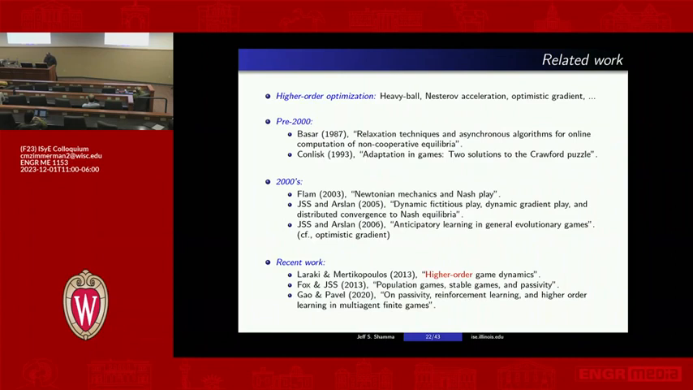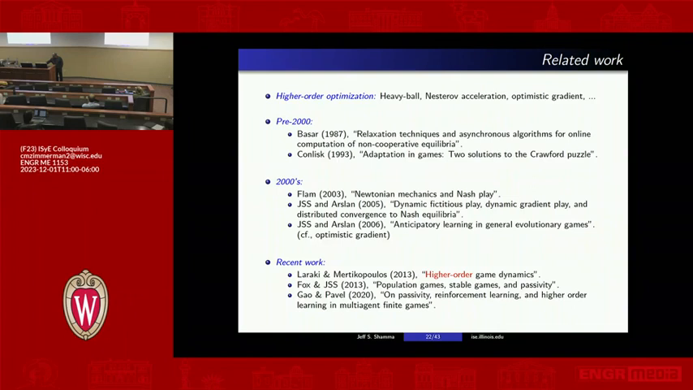And now, just some related work. For those of you who do optimization, you've seen this before in all of these higher order optimization techniques: heavy ball, Nesterov acceleration, optimistic gradient ascent and descent. They use the history of the gradient and not just the current gradient to move in a certain direction. So this notion of uncoupled or higher order learning for games has appeared here and there, and it's getting some more recent popularity.